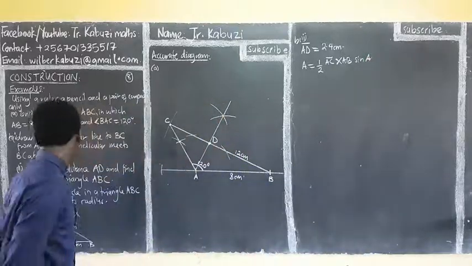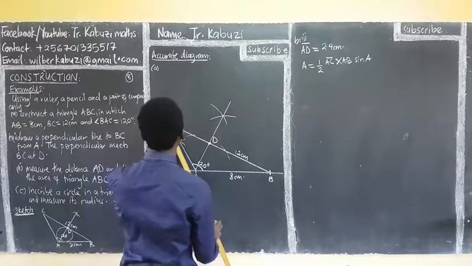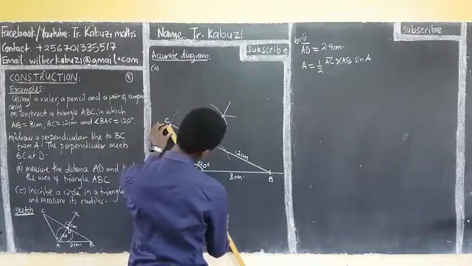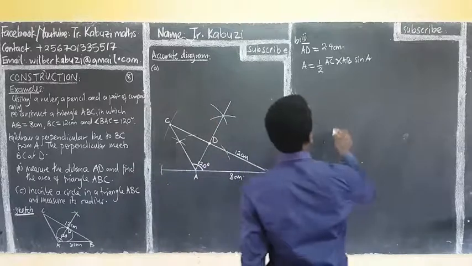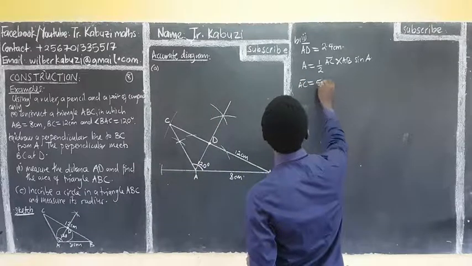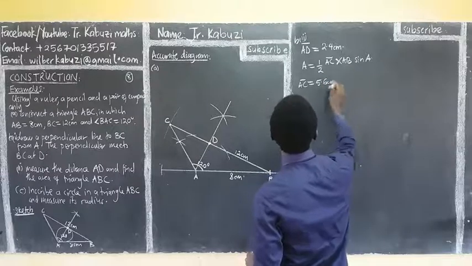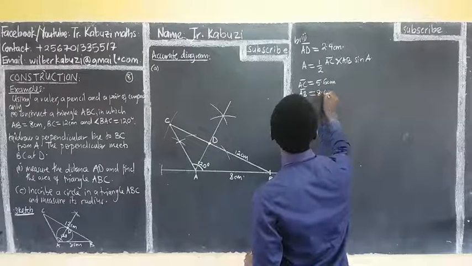So can we get our SC? Now I need to measure my SC. Come here and measure your SC. When I measure my SC, I'm getting 5.6. So my SC here is 5.6 centimeters. And my AB, already in the question, is 8 centimeters.